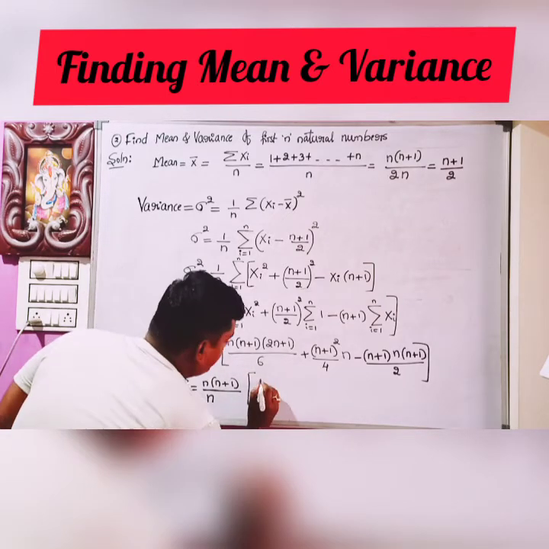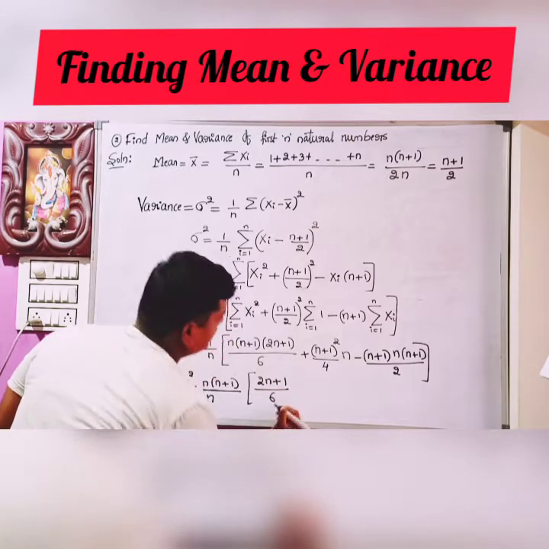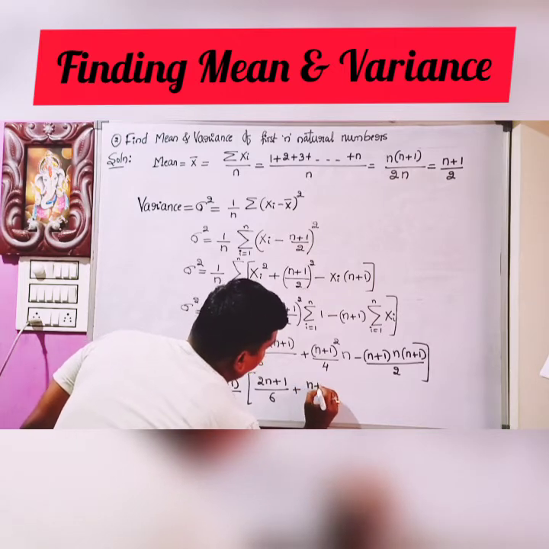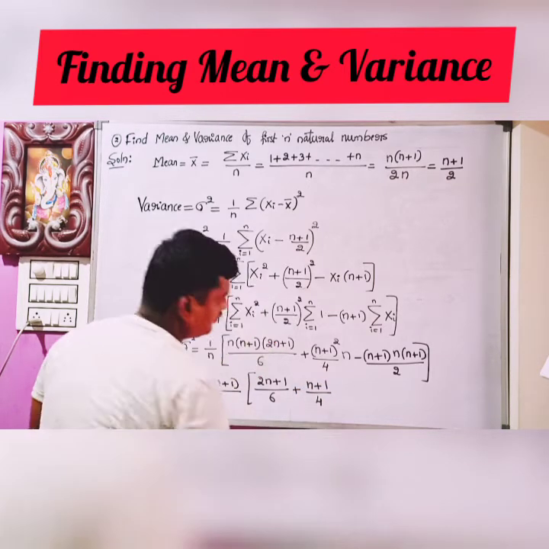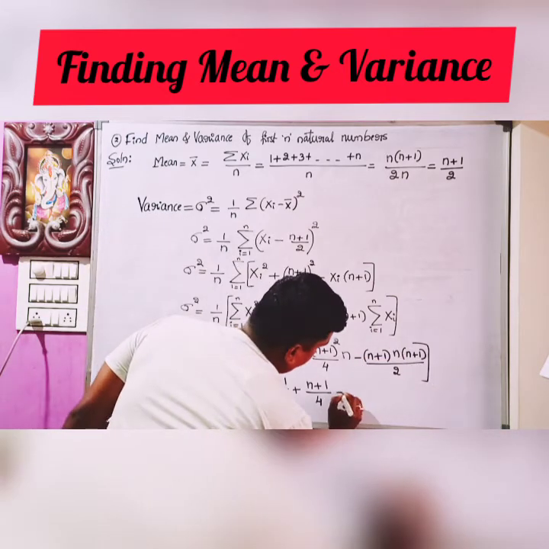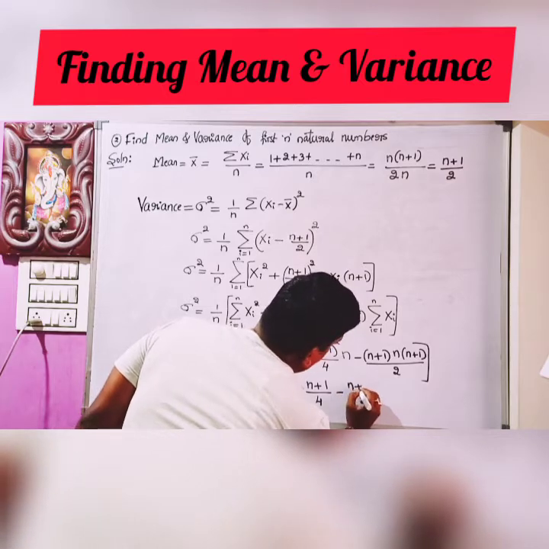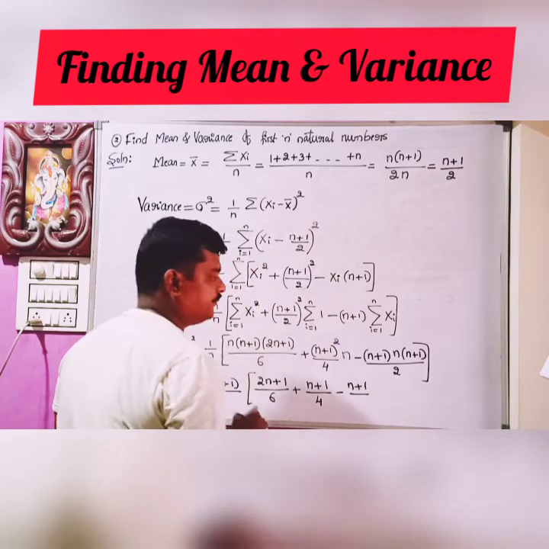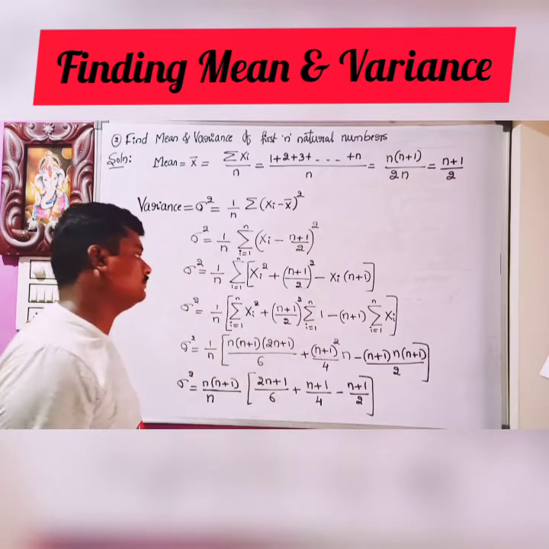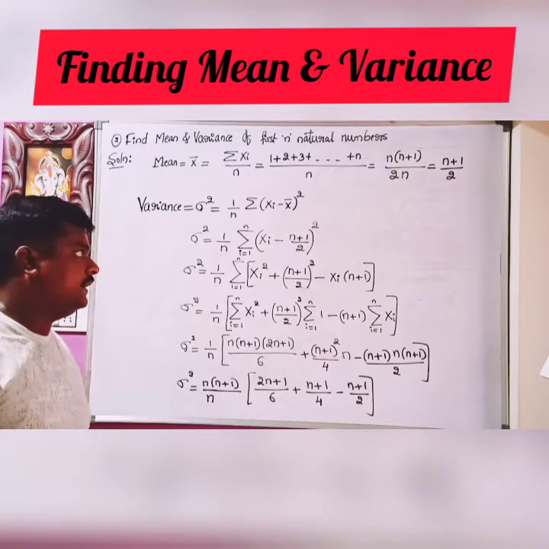So what happens inside the bracket? It is 2n plus 1 divided by 6. Here n into n plus 1 we have taken as common. It is n plus 1 by 4. Here n into n plus 1 is common. It is minus n plus 1 divided by 2. Now we take an LCM and simplify.